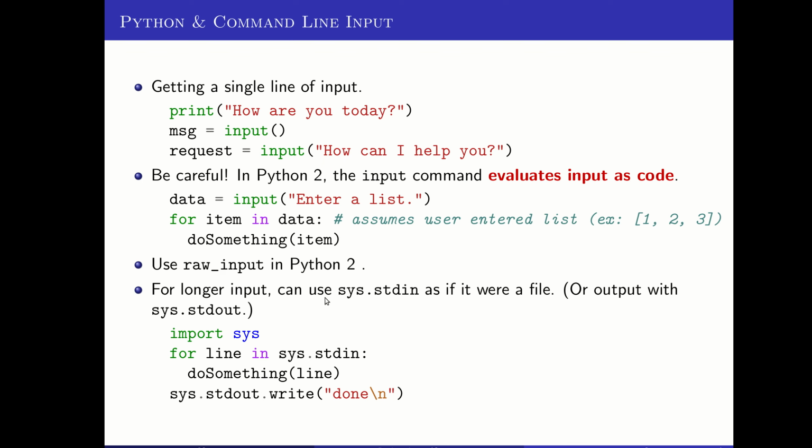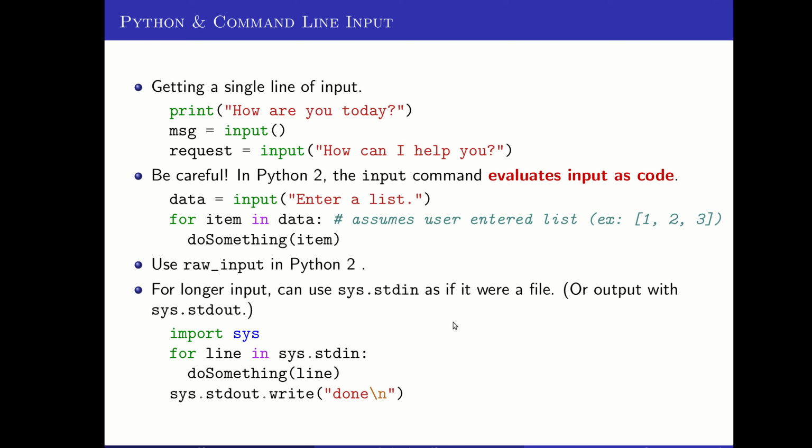For longer inputs, you can use sys.stdin as if it were a file. It will just be a stream that provides you input. And you similarly can output to sys.stdout or standard error directly, similar to how you might in other languages too. And you can read in from standard in loops or other things like that that might be a little more difficult to do with the input command that's looking for just a single line there. And then you can write to standard out here as this example shows as a stream.